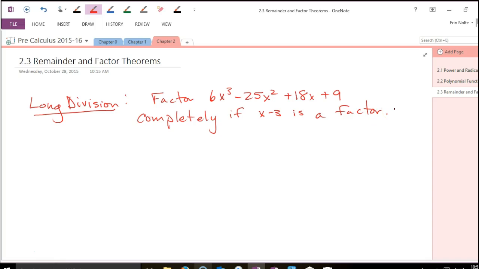Okay. So notice the words that I used here to ask you to break this down. Factoring is simply dividing. So we're going to use long division to factor this cubic polynomial out. We're going to start by just setting up the long division. You guys remember long division?